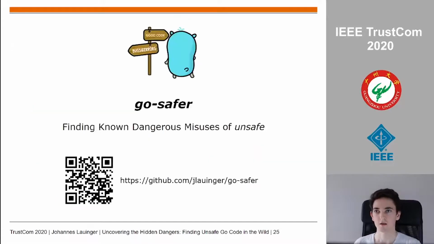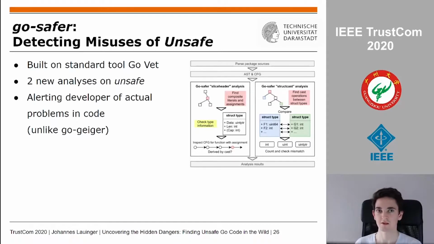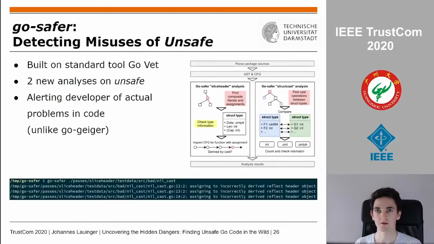So let's continue with part 3 about our novel linter tool go-safer, which can find known dangerous misuses of unsafe. Like go-geiger, it's available on GitHub at the link shown here. go-safer is built on top of go vet, which is a standard linter tool that is part of the Go standard toolchain. And then we added 2 new analyses on unsafe. In contrast to go-geiger, go-safer is actually analyzing the findings and alerts developers of actual problems in the code. Here's a screenshot of go-safer in action. If it finds some warnings for a package, then it shows the file name and line number to the developer.